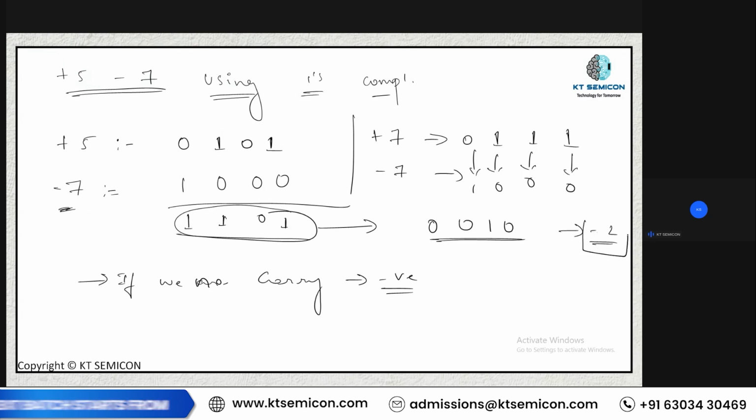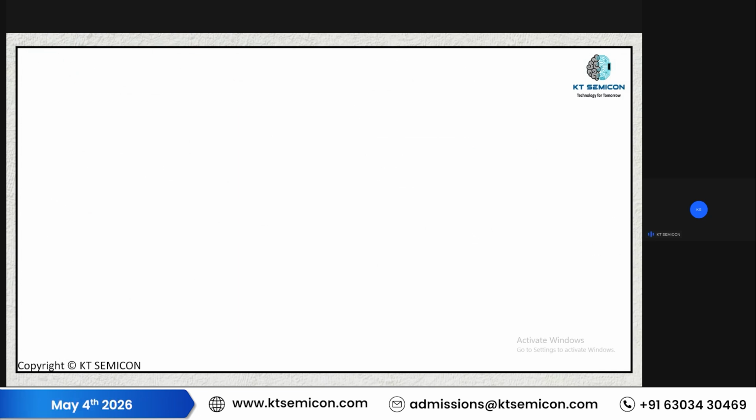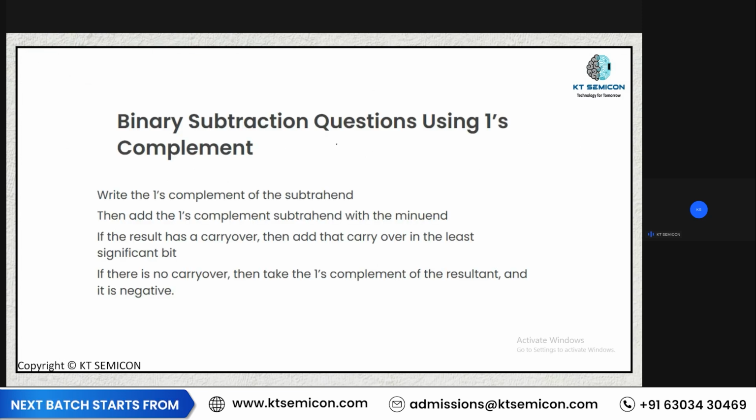Since we have already seen that, right? So it is a negative number, so that's why we are keeping minus. Okay, so that is what we have written over here. In the case of ones complement addition or subtraction, we are going to write down the ones complement of the number which is having a negative sign, that is nothing but our subtrahend, and then we are going to add the ones complement subtrahend with the minuend.